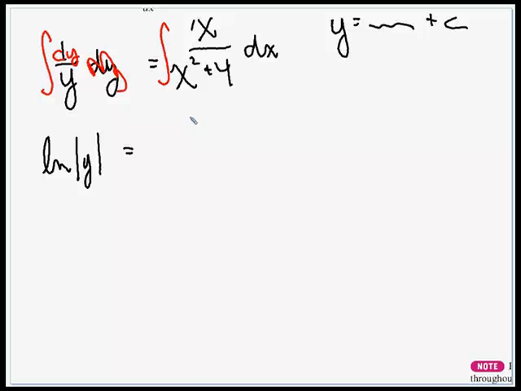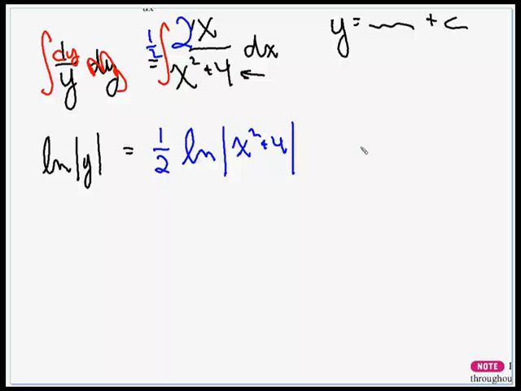Almost looks logarithmic again. Our denominator is a function, x squared plus 4. Our numerator needs to be that function's derivative. What's the derivative of x squared plus 4? Well, that would be 2x dx. So we're going to have to tweak it with a 1/2 out front of the integration sign. So when we anti-derive, 1/2 the natural log of the quantity x squared plus 4, and then we'll have our plus c.